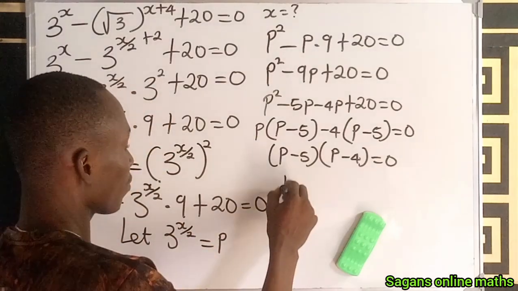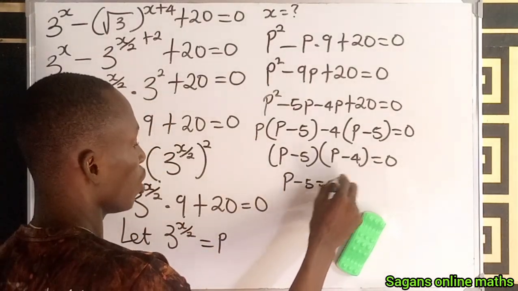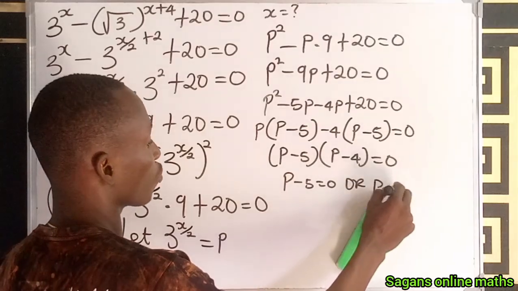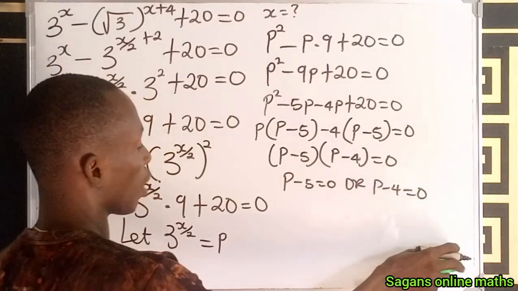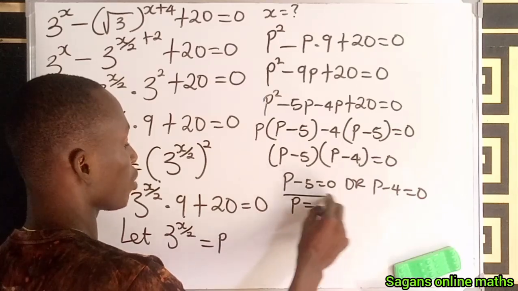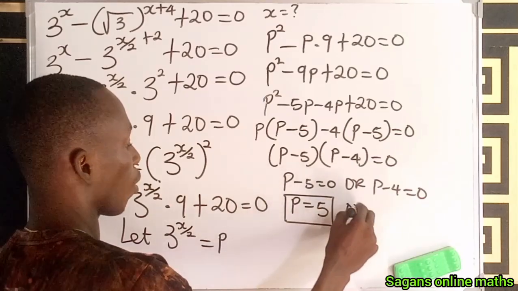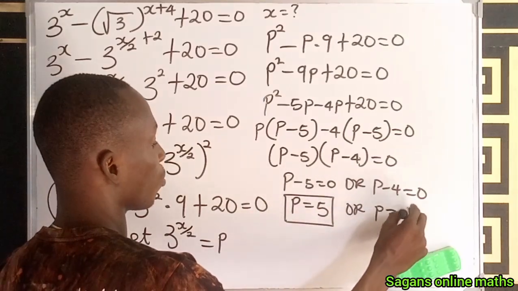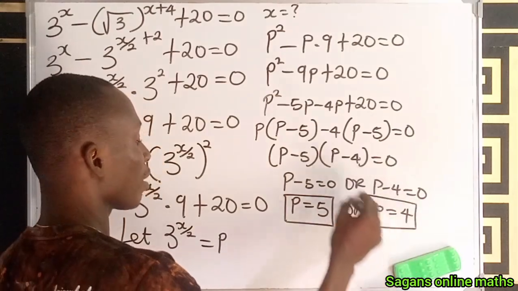So you can see that p minus 5 equals 0, or p minus 4 equals 0. By adding 5 to both sides, we see that p equals 5. This is one of the values of p. Or p equals 4 by adding 4 to both sides. These are the values of p.